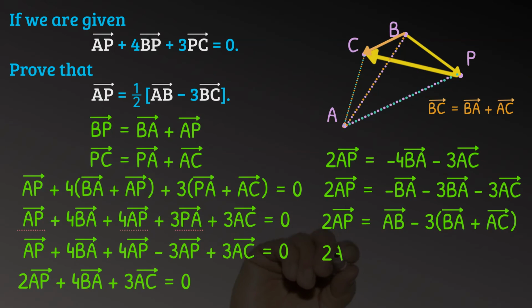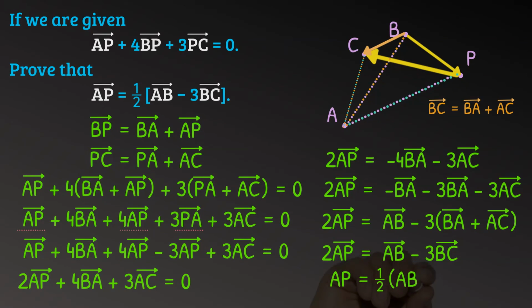We can then substitute in BC instead of BA plus AC and divide both sides by 2, so we get AP is equal to a half AB minus 3BC.